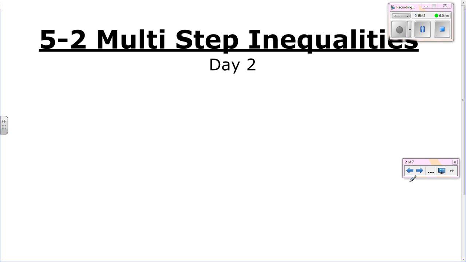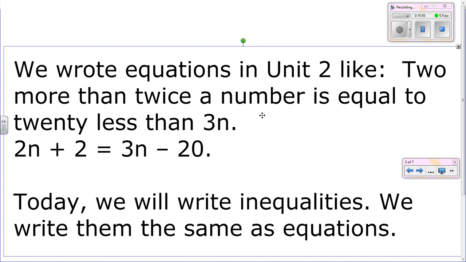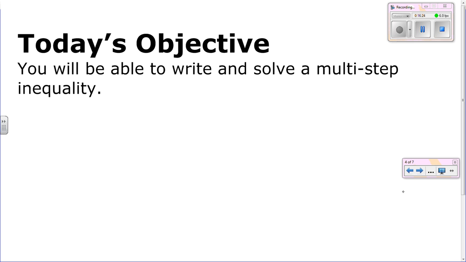5-2, multi-step inequalities, day 2. We wrote equations in Unit 2 like 2 more than twice a number is equal to 20 less than 3n. And then we came up with 2 more, that's plus 2, then twice a number is equal to 20 less than, minus 20, 3n. Today we're going to write inequalities. We're going to write them the exact same way as equations. Today's objective, you will be able to write and solve a multi-step inequality.